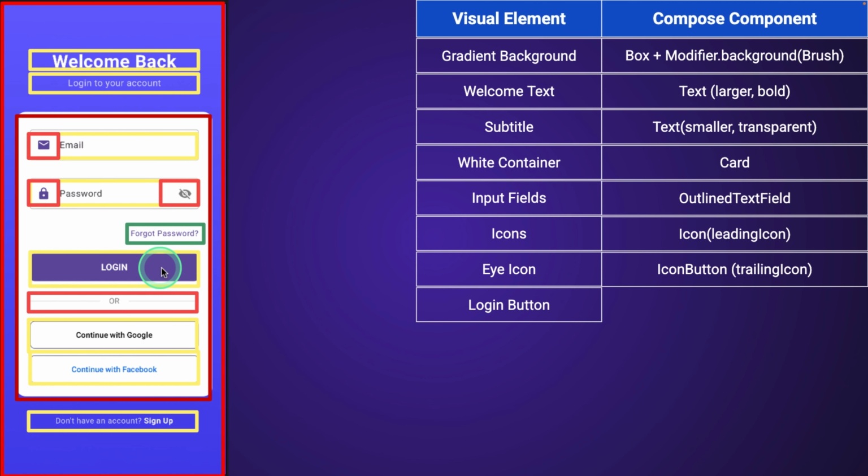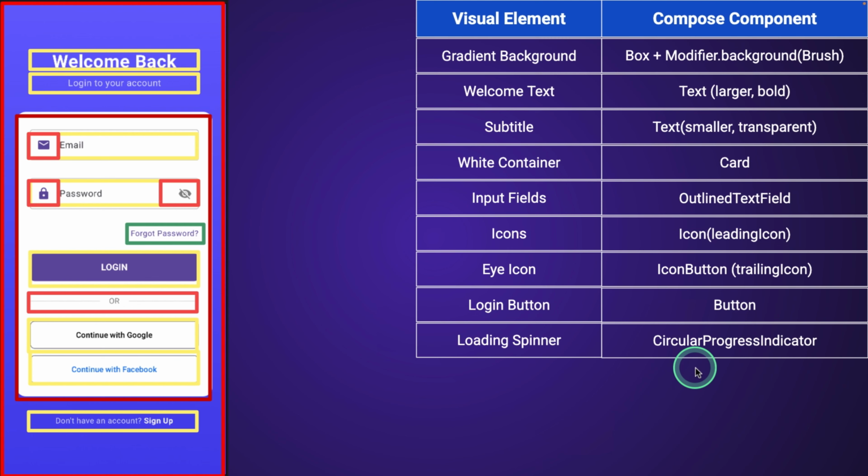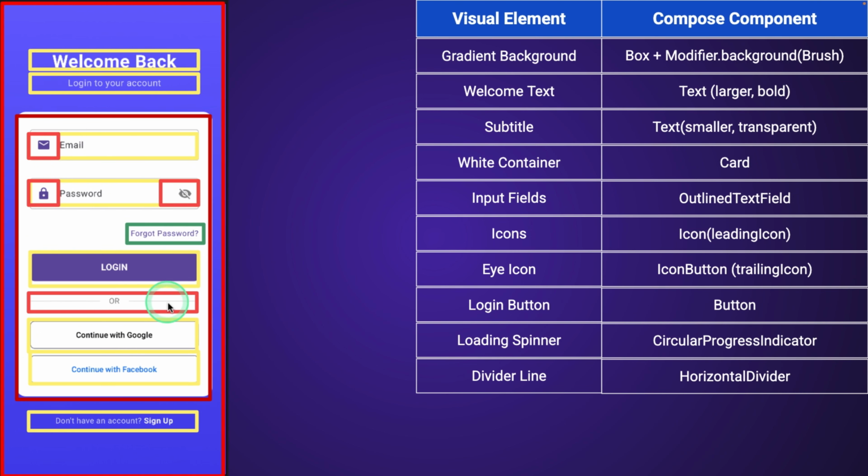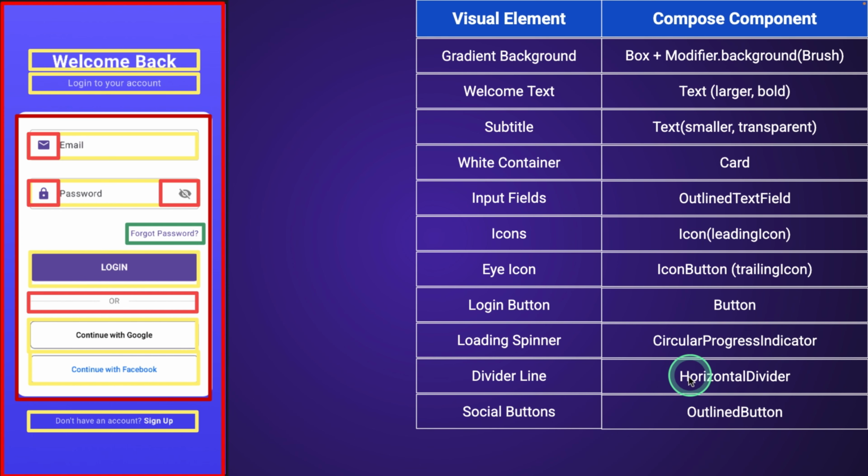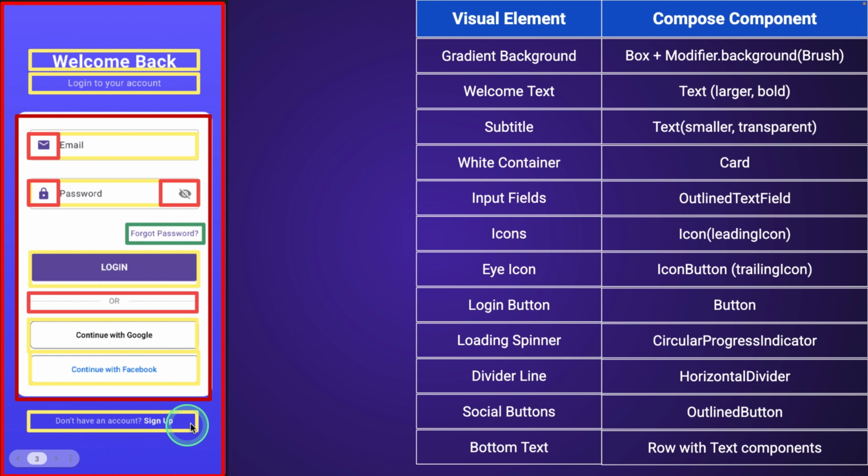For the login button, we have a component called button. We also saw the loading spinner when we were testing the application. That one will use the circular progress indicator. And then you come to the divider. We have the horizontal divider. We have the social button, which will use outlined button. And then finally, we have the sign up text here, which will use a text placed in a row.